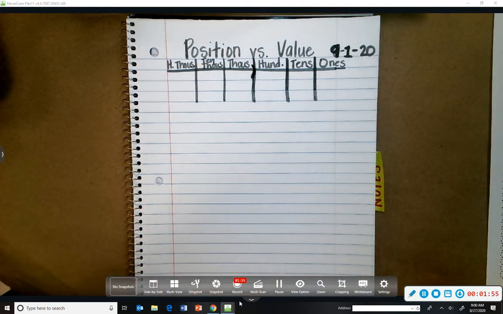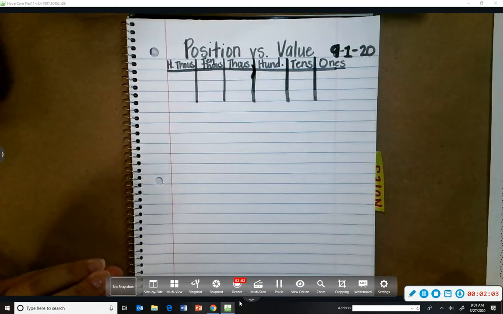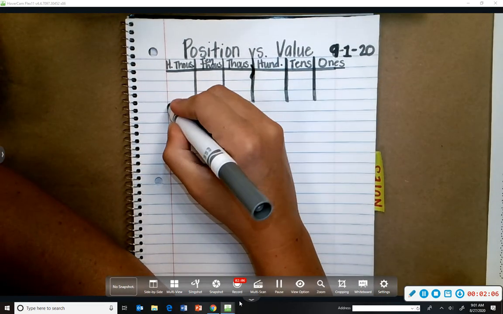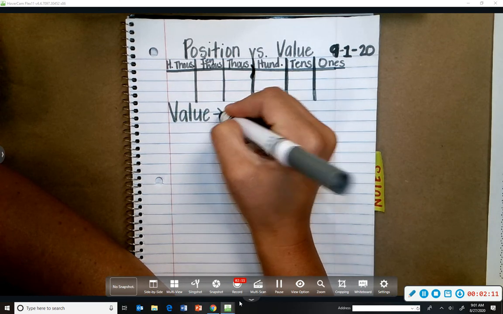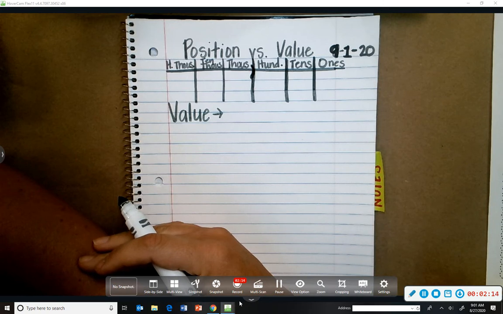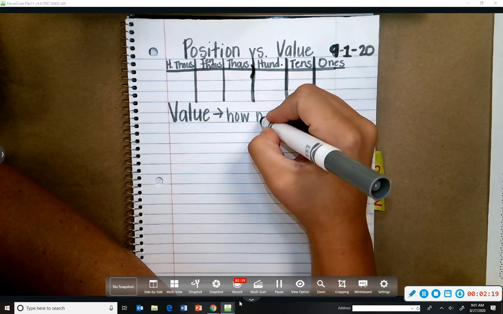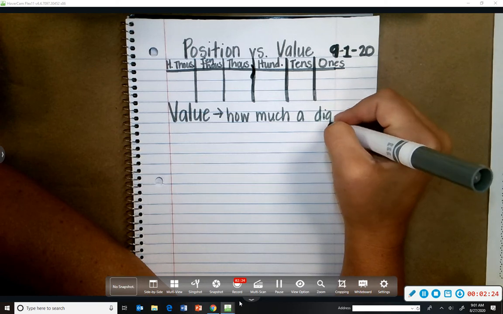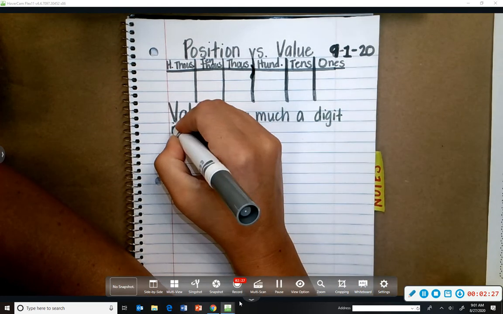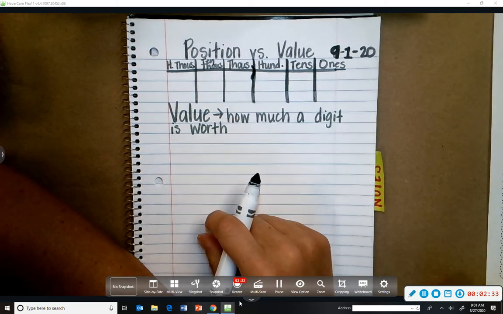Okay. So at the end of this lesson, remember our goal is to recognize what value means and what they mean when they're asking you for the position of a number. Okay, so let's write the definition of value. When you hear that word value, it means how much a digit is worth. Okay, and we've kind of talked about this already.